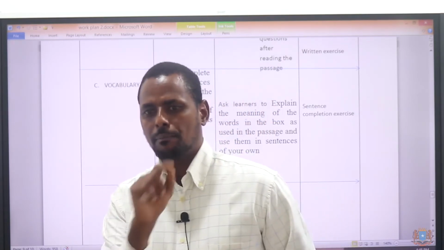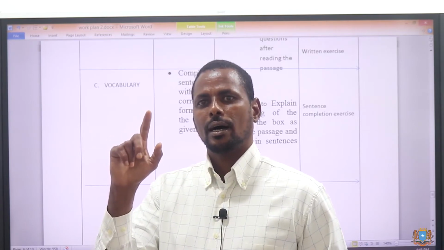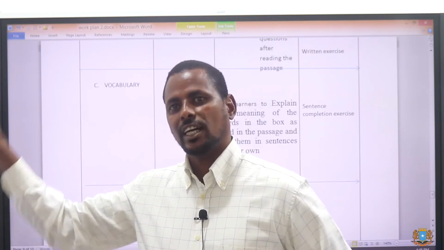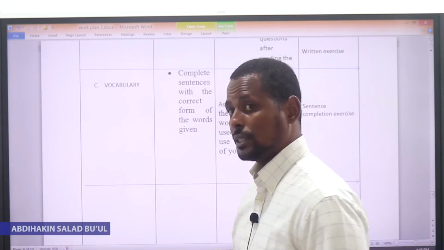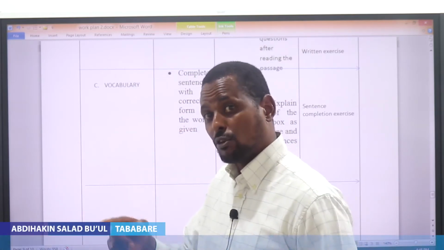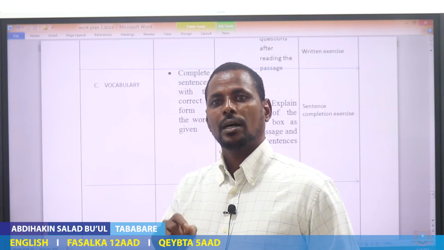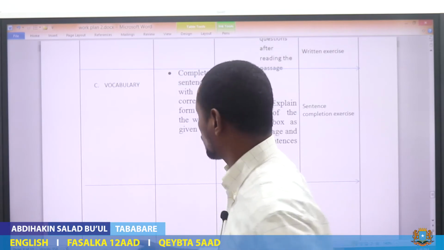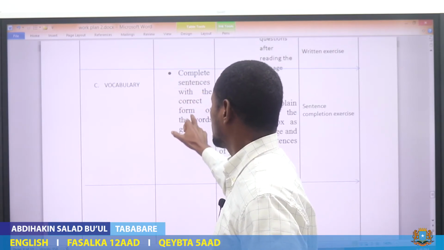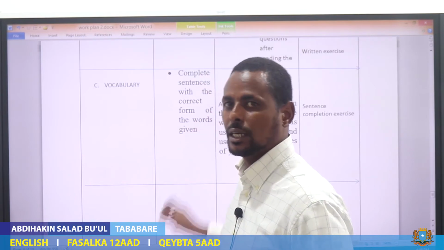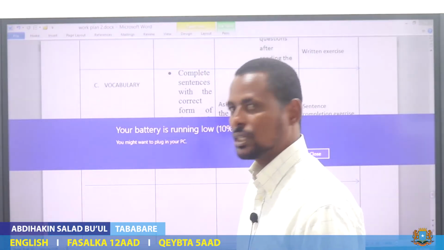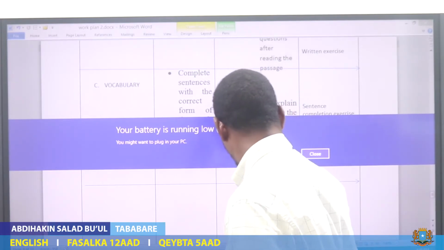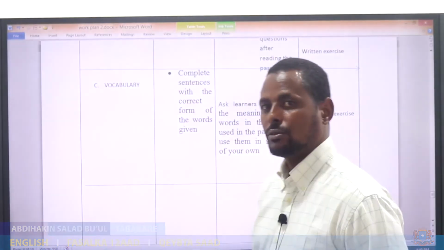If she says, Maryam had write a letter to her friend Aisha, you can see that will not make sense. The correct form should be written. Maryam had written a letter to her friend Aisha. So that's why we are saying sentences with the correct form of the words in the box, correct forms of the words given.